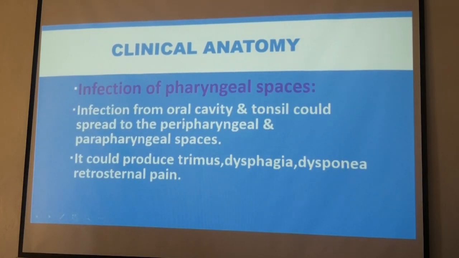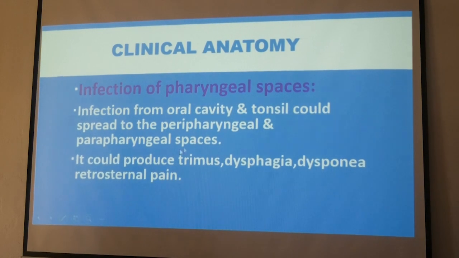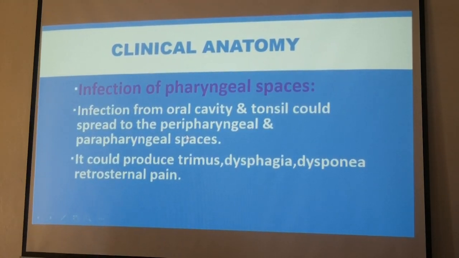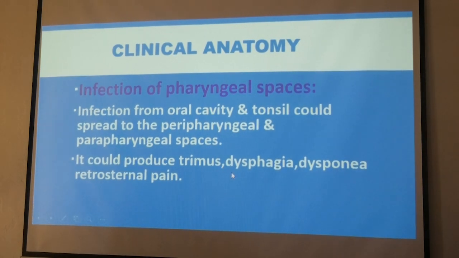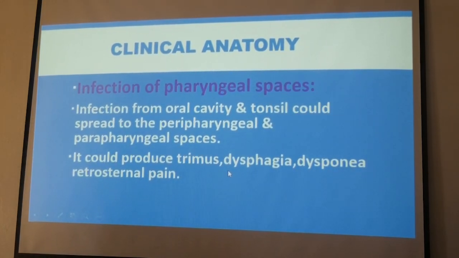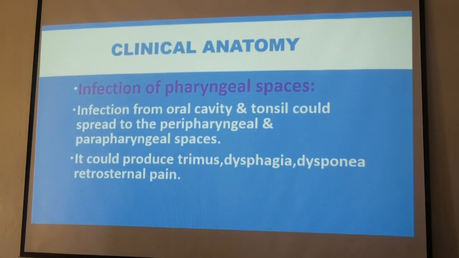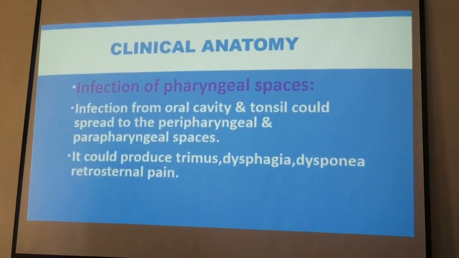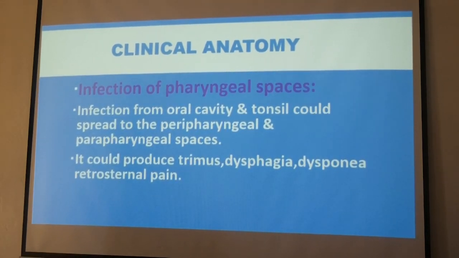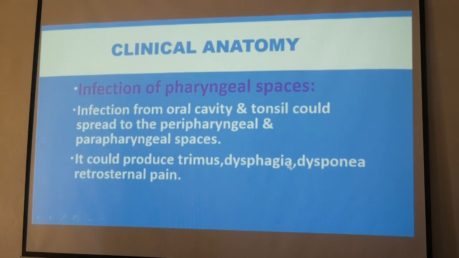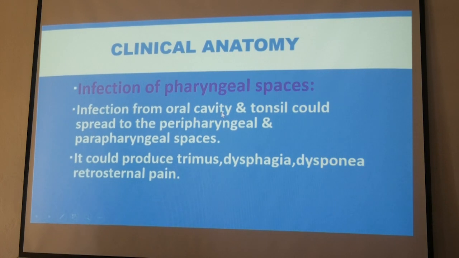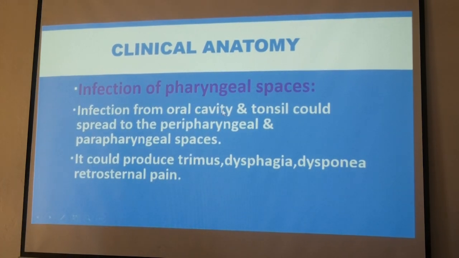Now, what can happen with infection of the pharyngeal space? There will be swelling of the tonsil, and it would produce trismus. What is trismus? Trismus means there will be localized muscular spasm. Okay, it is known as trismus. Dysphagia, dyspnea, and retrosternal pain. Retrosternal pain is what happens in acidity.